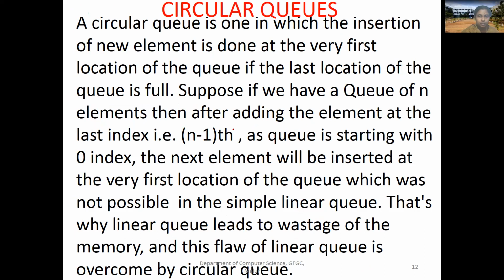Okay, so there are some advantages when we compare it with our linear queue. That's the reason we can use the circular queue concept rather than linear queue. We will see what advantages we obtain when we use this circular queue. So circular queue is the one in which insertion of an element is done at the very first location of the queue. Circular means it will be in a round shape, not in a straight line.